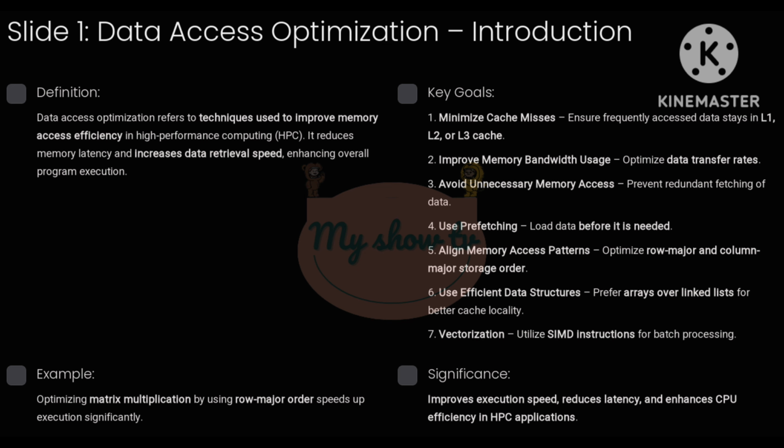5. Aligning memory access patterns. Choosing between row major versus column major order can have a huge impact on how efficiently the CPU retrieves data. Example. Consider matrix multiplication. If implemented naively, it may cause excessive cache misses, slowing down execution. However, optimizing memory access using row major order can improve performance by up to 10x. Significance. Optimizing data access reduces latency, improves CPU efficiency, and ensures better performance in AI, simulations, and scientific computing.